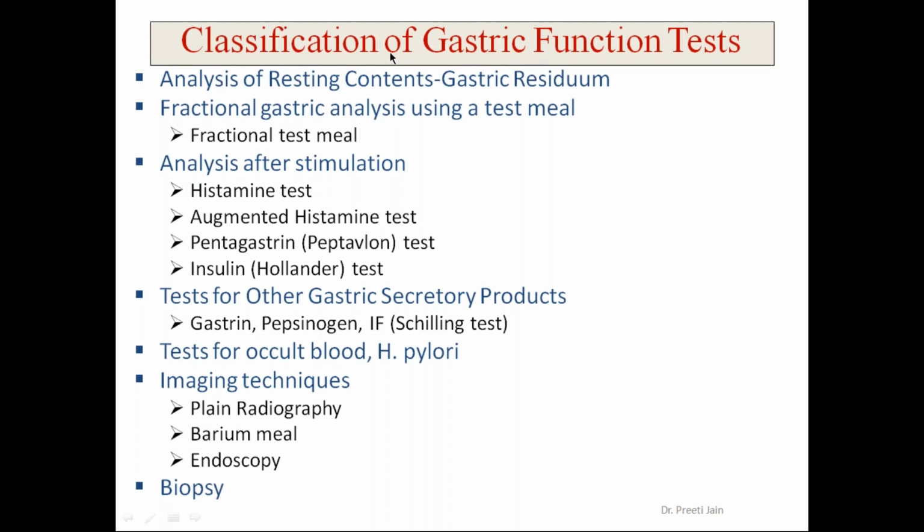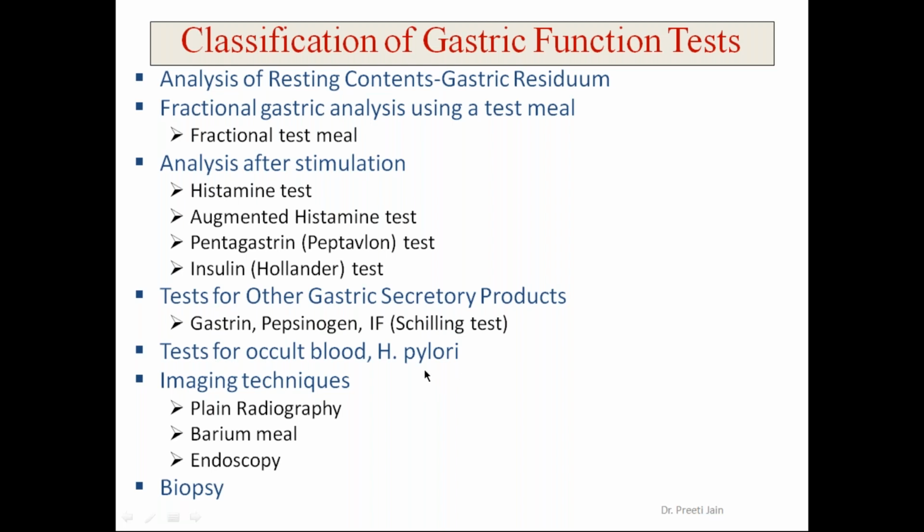So this is giving you a classification of gastric function tests: analysis of the resting contents, that is in the interdigestive phase or in the fasting state. Then you have the fractional gastric analysis, which is done using a test meal, known as the fractional test meal. Or you can assess the gastric functions by stimulating it, which can be stimulation by histamine, pentagastrin, or insulin, or you can also test for other gastric secretory products depending upon the chief complaints of the subject. Then the test for occult blood and Helicobacter pylori.